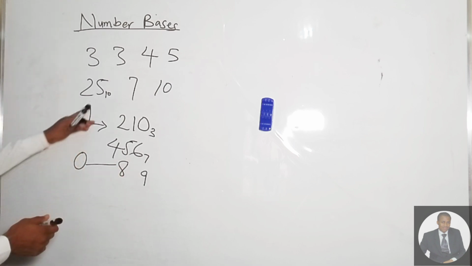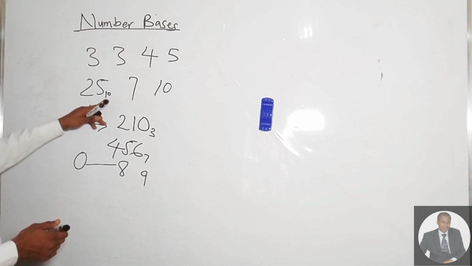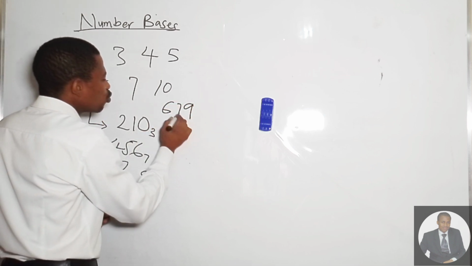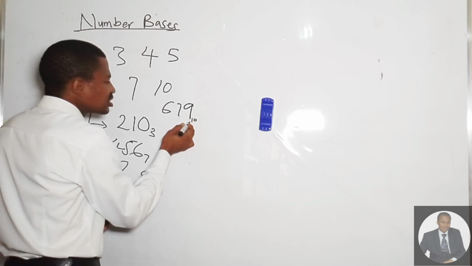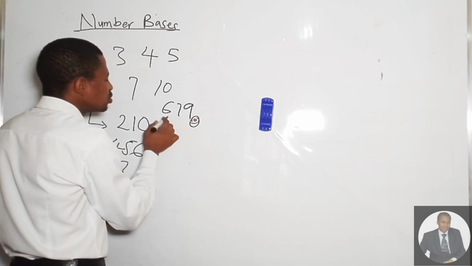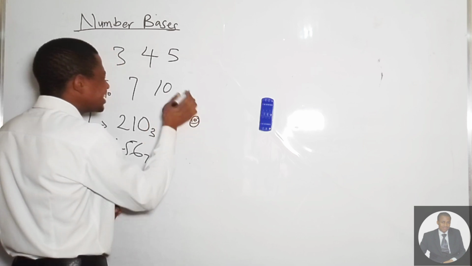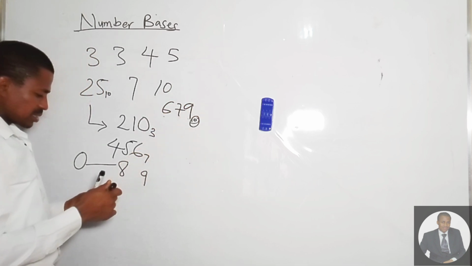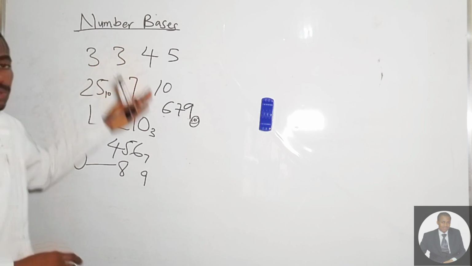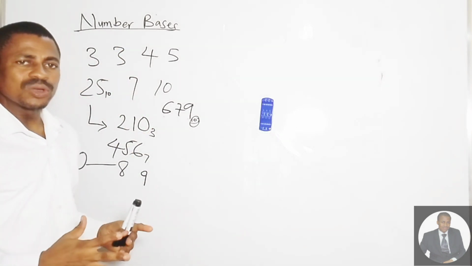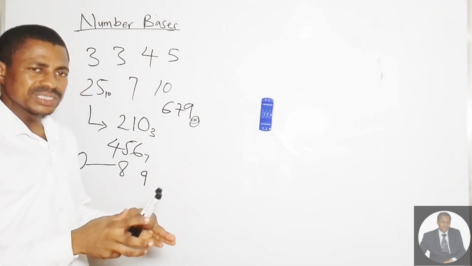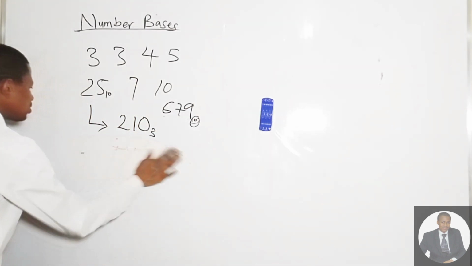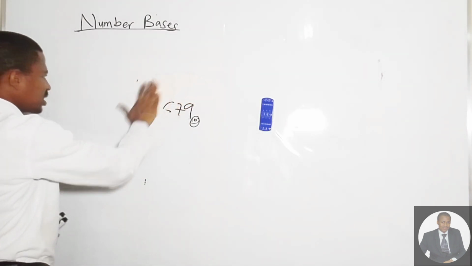That's why a number like 679 can only be in base 10, because the base in which you express a number is always higher than the individual digits that make up that number. So in this study we want to know how to express a number in a particular base and convert it to another base. Let's look at some questions here.